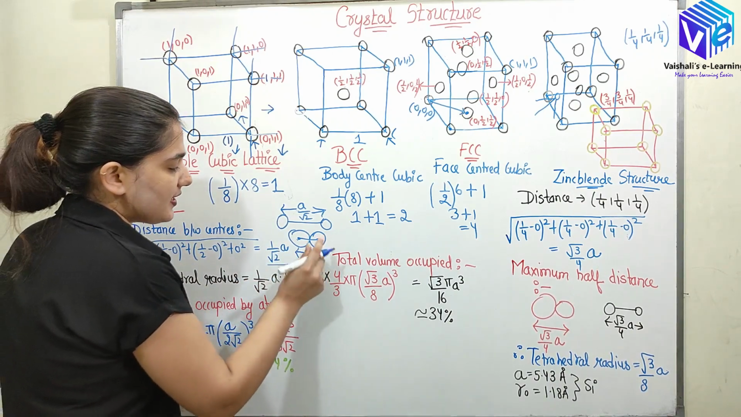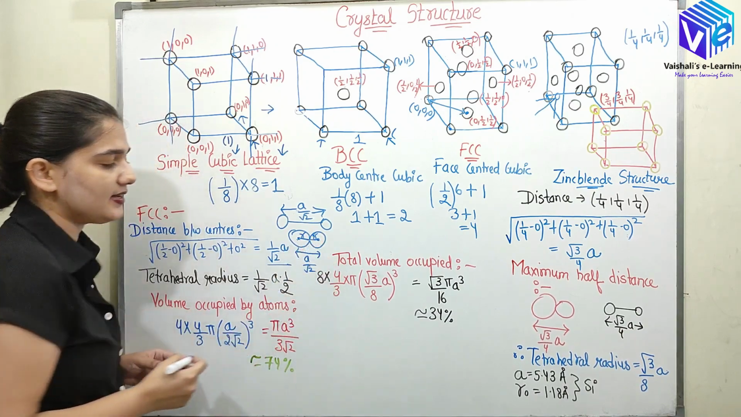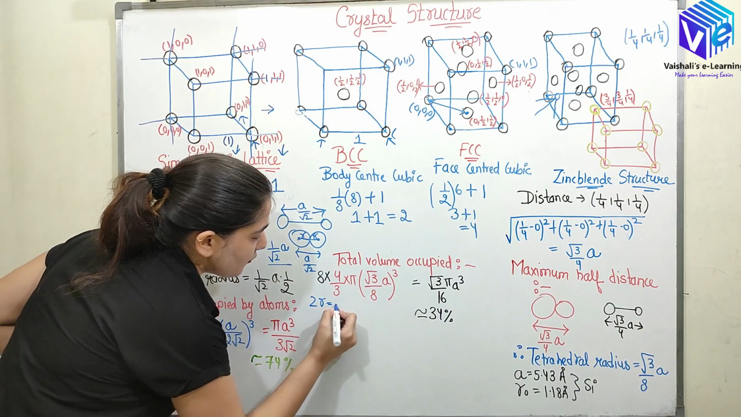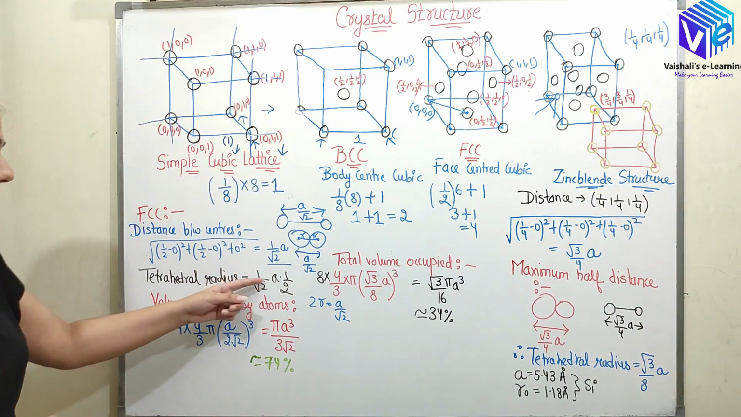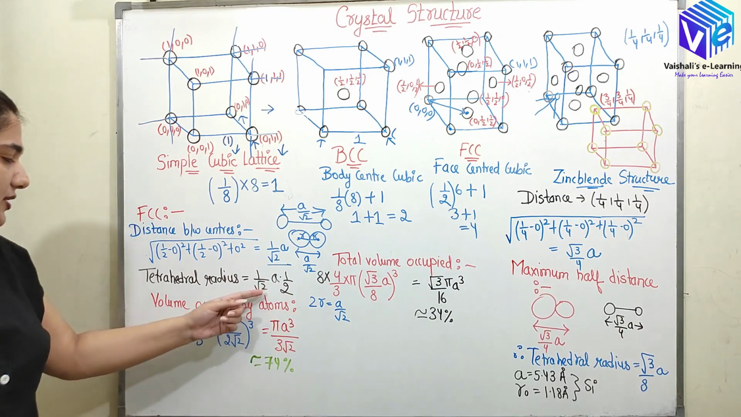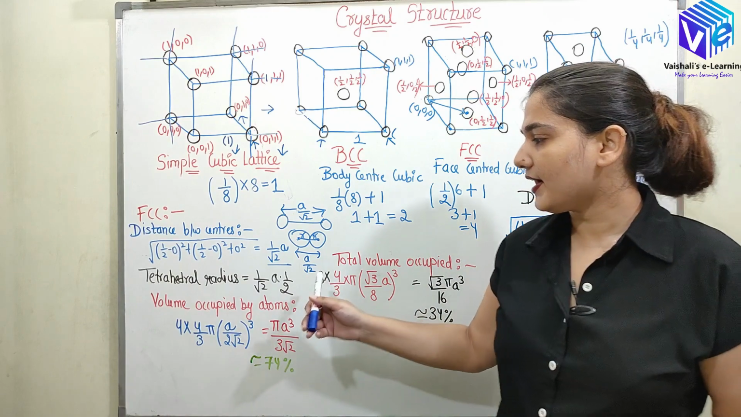So this distance is divided by 2 because this is the same radius r. 2r is equal to a upon root 2. Now if I have to find out r, it will be a upon 2 root 2. So this is the tetrahedral radius. Okay, so this is called the tetrahedral radius.